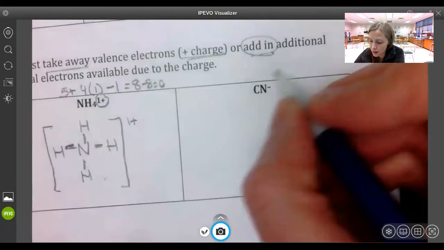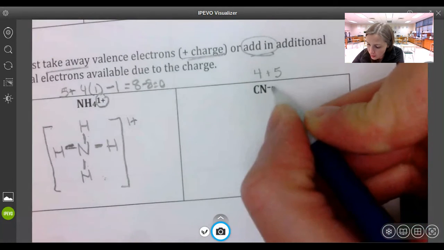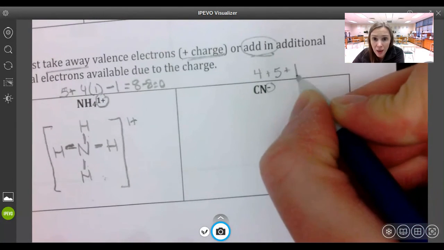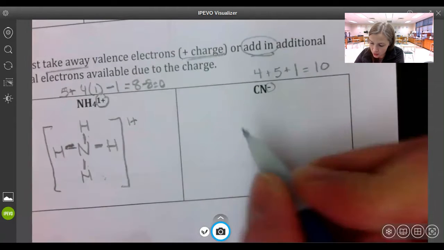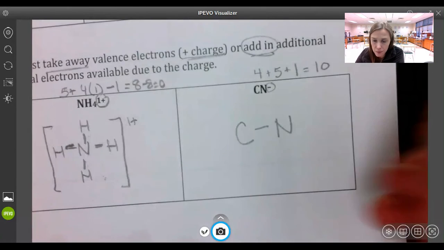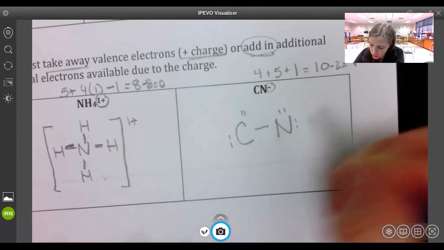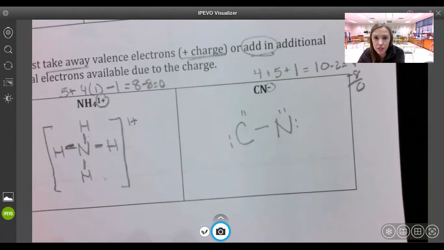Here we have the cyanide ion. Carbon is 4 valence electrons, nitrogen is 5, and then that -1 charge there, I'm going to add in an electron to get myself to 10. So I'm going to start with my carbon and my nitrogen, start with 1 bond between them. That's 2, which means I have 8. So I'm going to plug 4 on each side, get myself to 0.